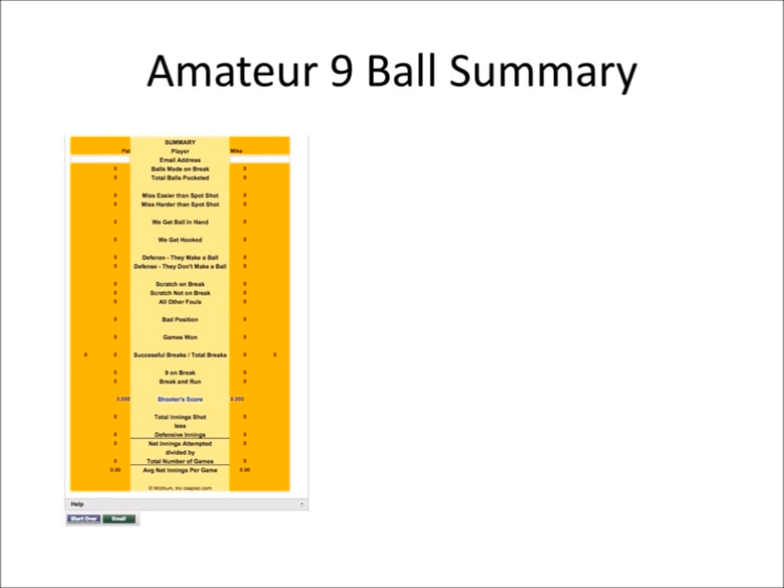And then under defense, it's not just that you shot a defensive shot. It tells you whether or not your opponent made a ball after you shot a shot. So if you had 7 defensive shots and they made a ball 5 times out of 7, that would tell you you need to work on your defensive shots. It also will tell you breaking runs, 9 on the break, and then it will take your total innings, and based upon the number of times you went to the table, it'll tell you how many times you typically would go to the table during a game.